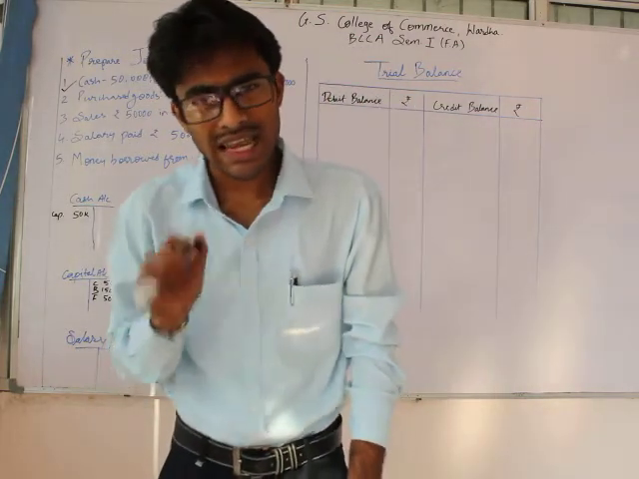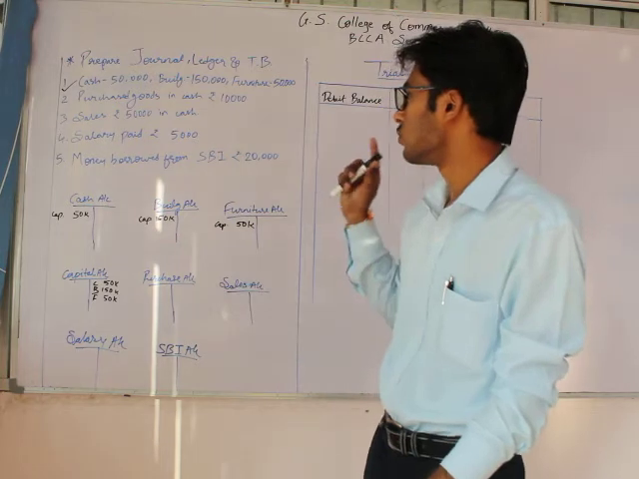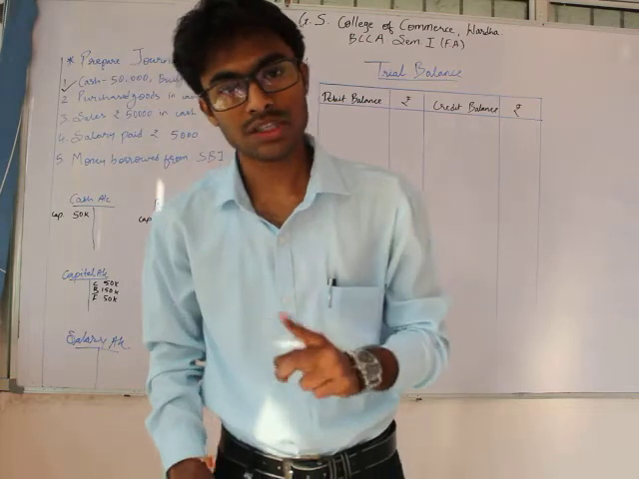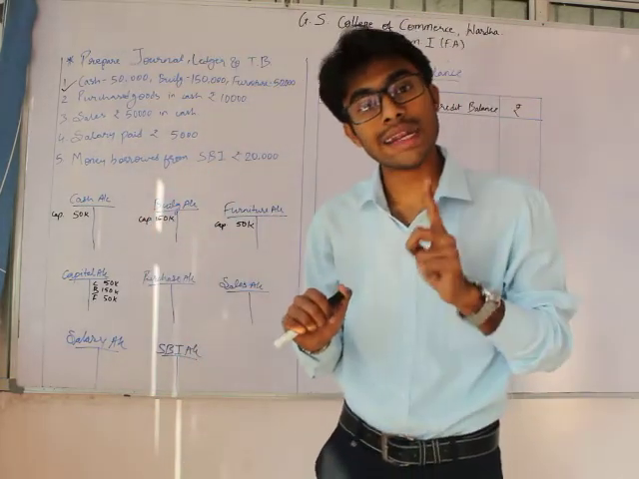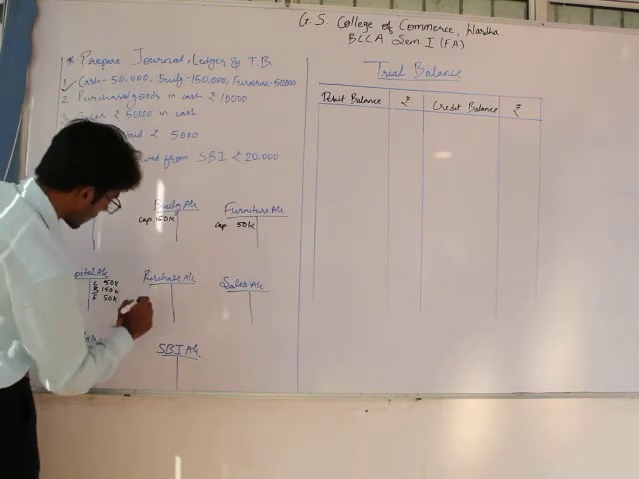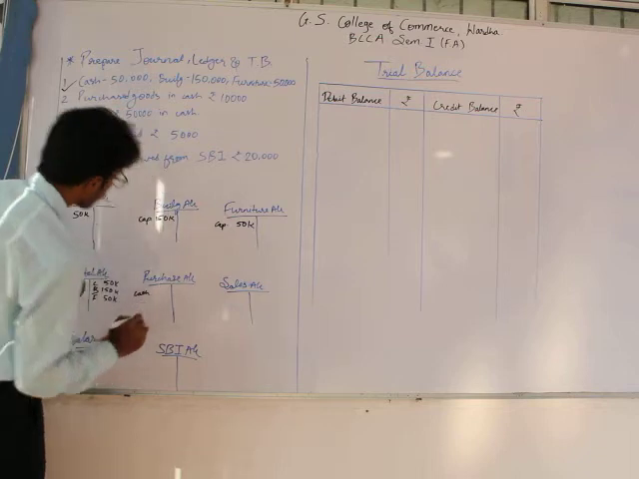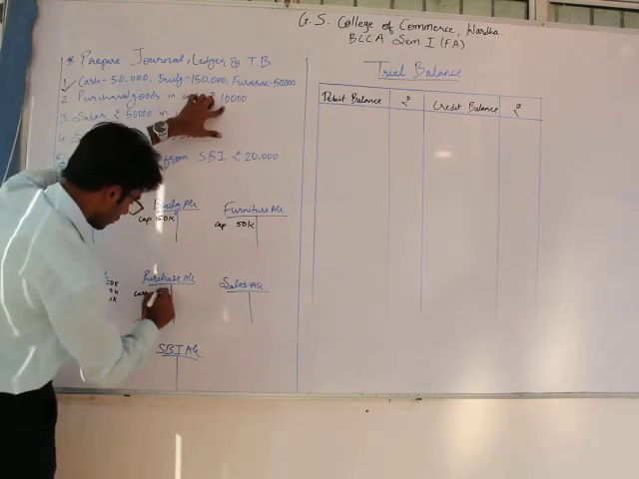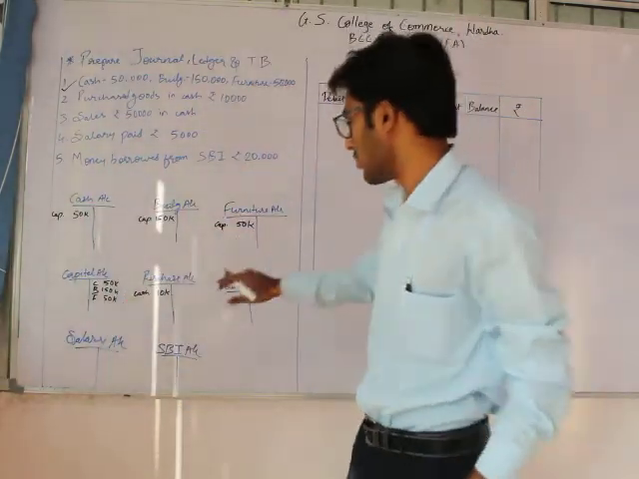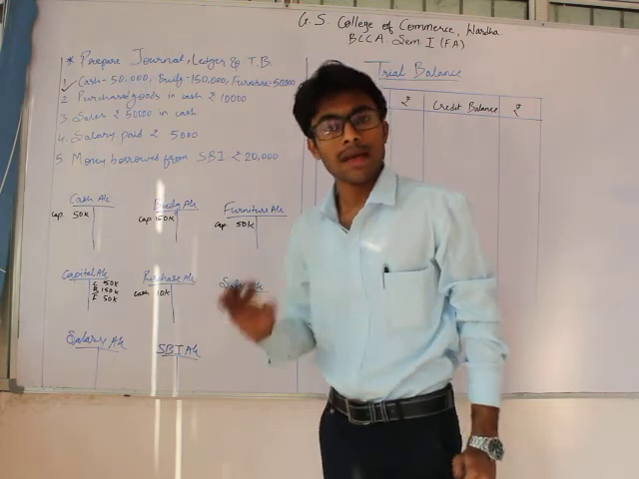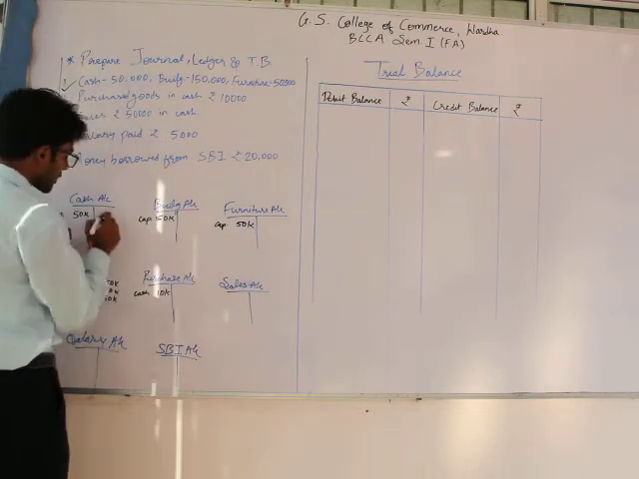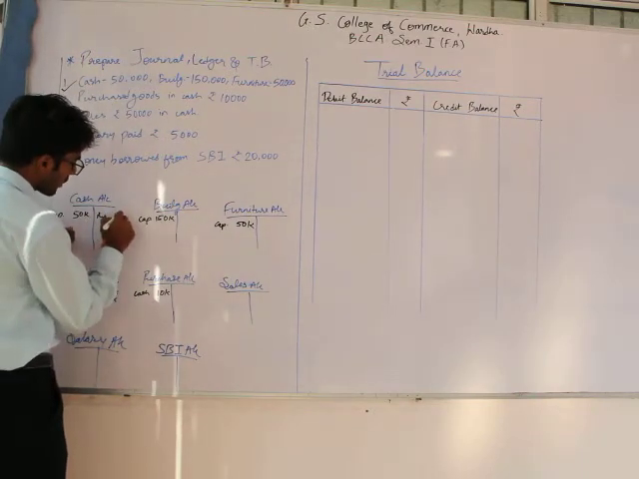The second transaction here is purchased goods in cash rupees 10,000. What can be the entry? Purchase account debit to cash. So purchase account is debited here. That's why in the debit side of purchase I am going to write cash, and the amount is rupees 10,000. Cash account is credited here with rupees 10,000. That's why in the credit side of cash I am going to write purchase 10,000.